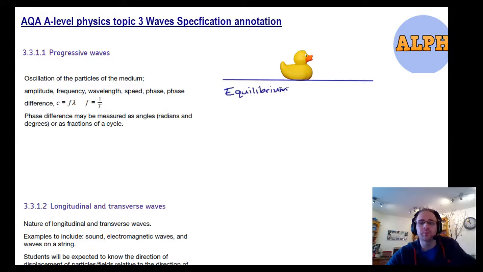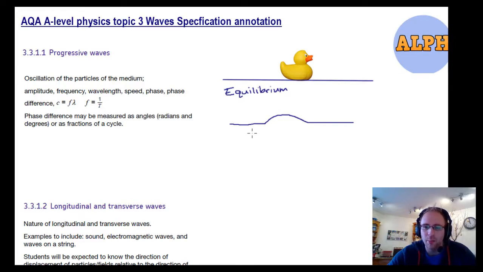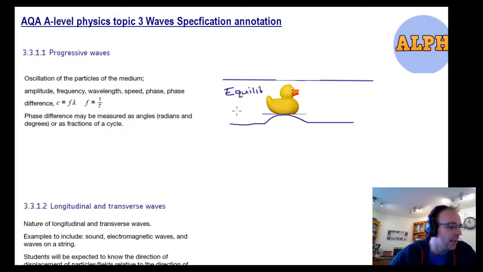So in equilibrium, the particles are at rest, they are not moved, and then as a wave, so if we had a wave pulse, then my little rubber duck would be displaced from equilibrium. My rubber duck is a representation of the particles in the medium. So in this case, moving up and down.